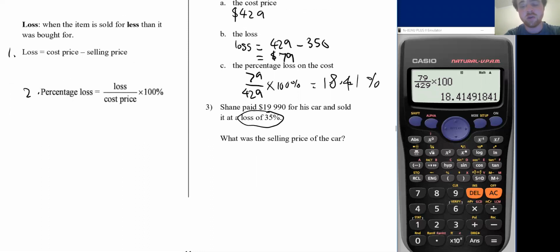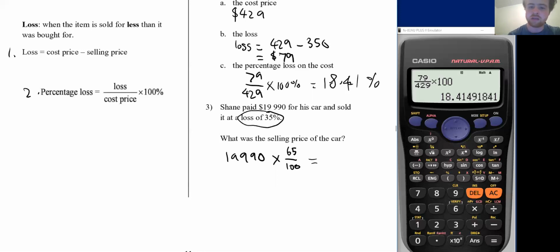Now, the easiest way of doing this is to treat it like a percentage increase or decrease question that we did a couple of weeks ago. If you've had a decrease of 35%, then that's going to be our value that we bought it for times 100 minus 35, which is going to be 65%. So we're going to times it by 65 over 100, and that will give us our selling price. So again, we've treated this like a percentage decrease question.